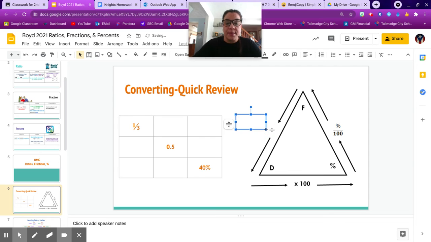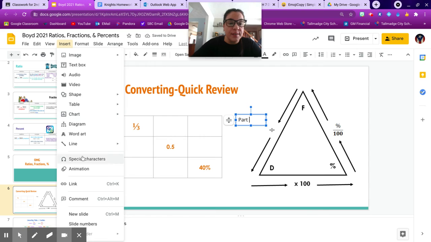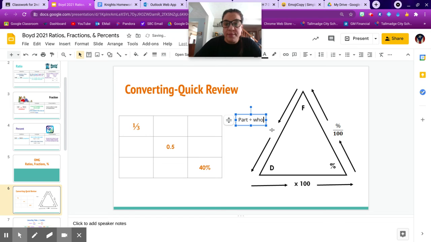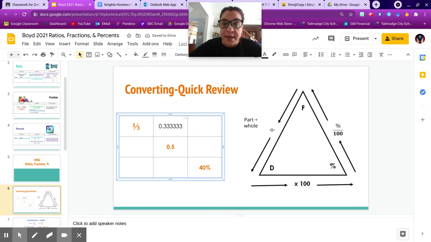All right, so let me put that here. Divide the part. See if I can get a division symbol here. Well, maybe not. Oh, there we go. So we're going to do the part divided by the whole, or the numerator divided by the denominator is another way that we can write that. So that's how we're going to turn a fraction into a decimal. So if I do that here, 1 divided by 3 is 0.33333, repeating. So I'm going to put that there for my decimal.